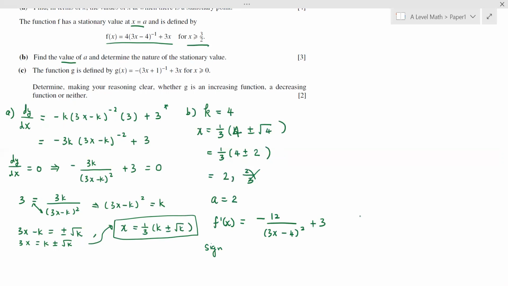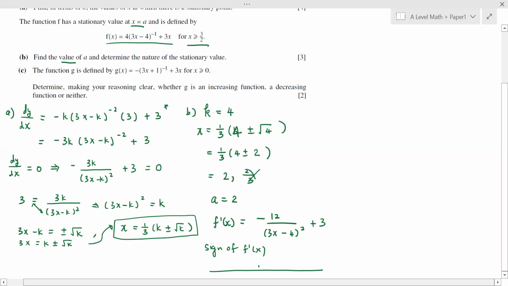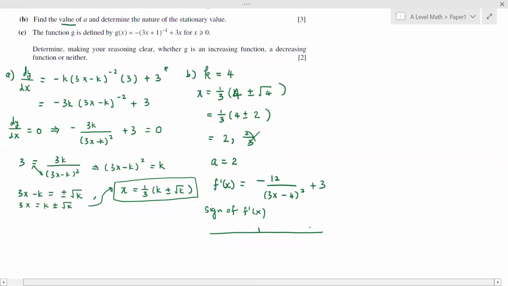We only need to look at the sign diagram of f prime x, and that occurs when x is 2. So we have x equals 2. When x is less than 2, let's say x is 1, find the value of f prime x. You should get a negative value.